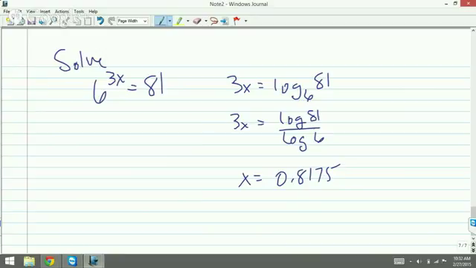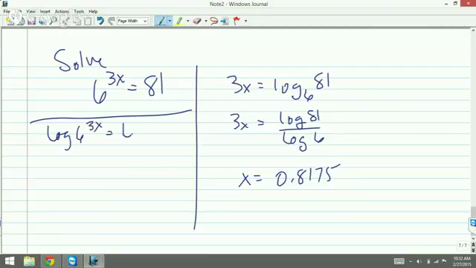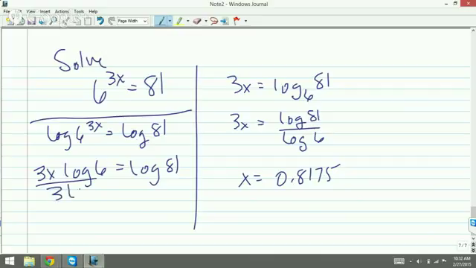There's a second way we can tackle this too. Take the log of both sides, base 10. What can I do with the 3x? It's an exponent. And then divide by. And you should get, again, 0.8175.